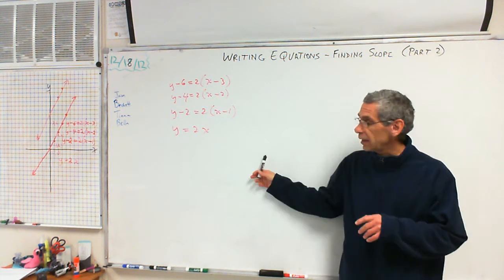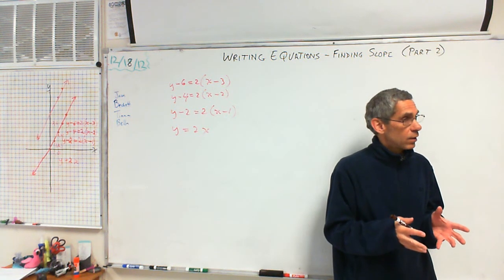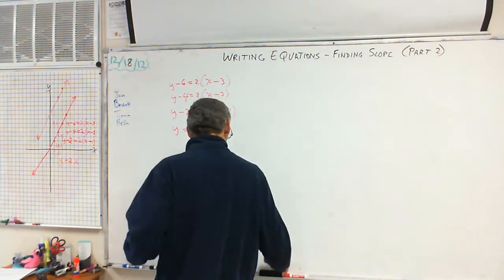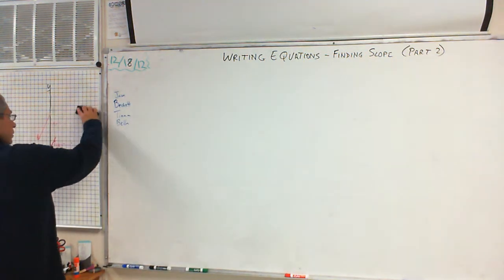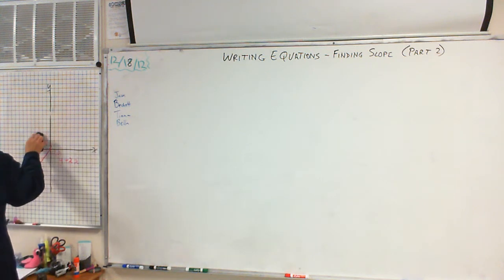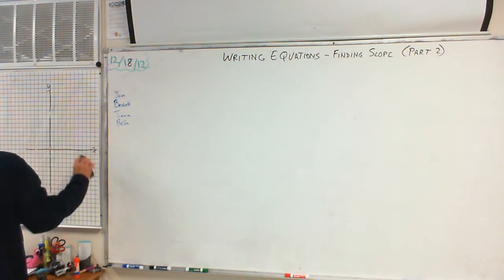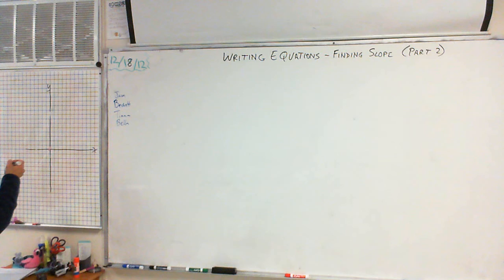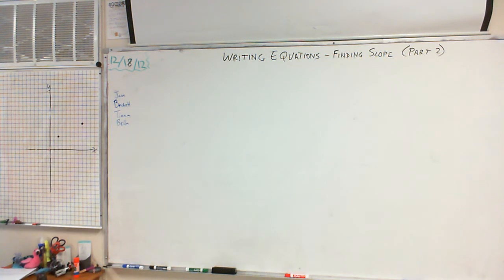The other thing we learned yesterday was that if I gave you 2 points, and that's it, we could find the slope, right? I'm going to get rid of this mess, but I still want the graph. Let's say I have this point here and this point here, and I want to know the slope of the line that connects these 2 points.